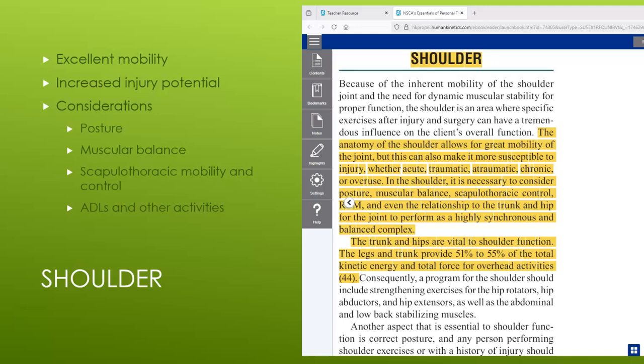And they also note that the trunk and the hips are vital to shoulder function. The legs and trunk provide 51 to 55% of total kinetic energy and total force for overhead activities. With this, I talk a lot in my other classes in terms of athletic movement and the transferability of force across the entire kinetic chain, meaning the entire series of muscles in the body, to be able to throw a baseball. It's not just the shoulder and the arm. It is literally from top to bottom.